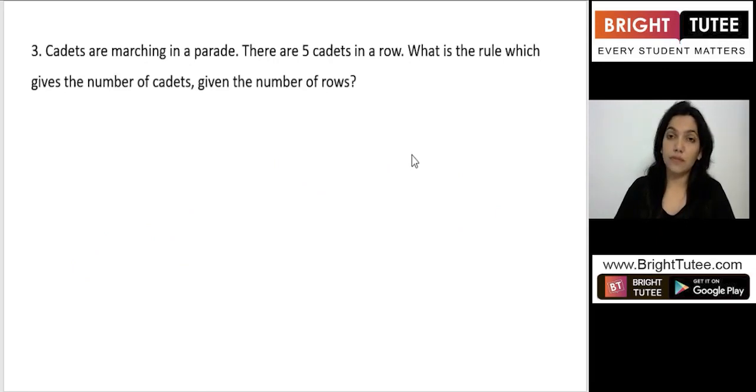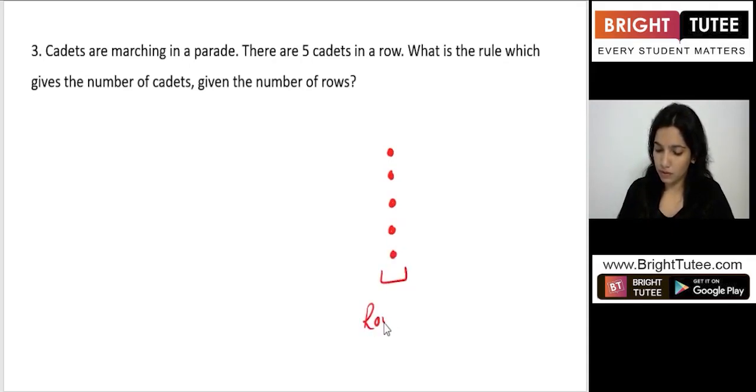Now see here, if someone is marching, they march in a complete formed pattern. And they are saying that in every row that you are seeing, they have got 5 cadets. Okay. So this is row 1. This is row 1. And we have got 5 cadets.